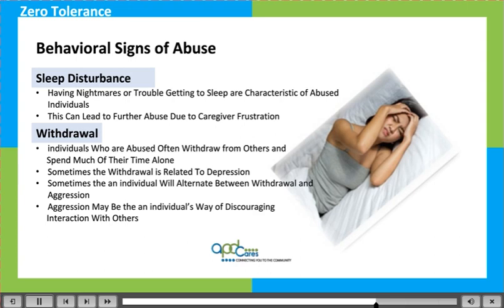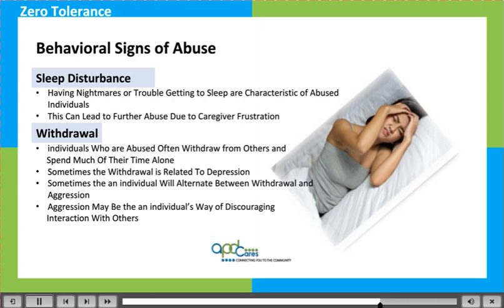Withdrawal. Individuals who are abused often withdraw from others and spend much of their time alone. Sometimes the withdrawal is related to depression. Sometimes the individual will alternate between withdrawal and aggression. Aggression may be the individual's way of discouraging interaction with others. For example, an abused child may keep to himself and avoid other children, but become aggressive when unable to avoid interaction.